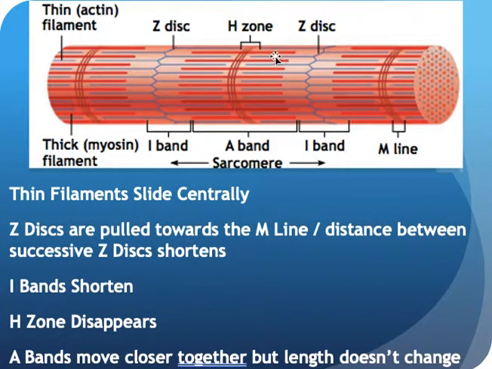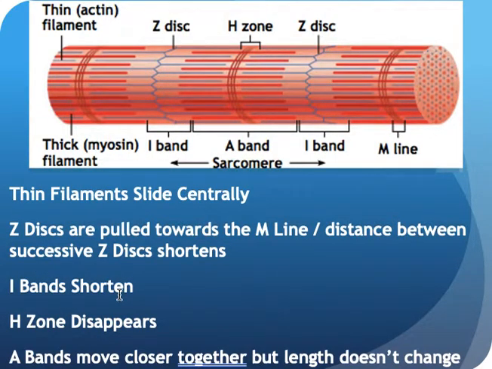So as these actin filaments get pulled centrally, it makes sense that these little Z lines here, Z discs, are also going to get pulled again towards this midline. And then the distance between this line and this line, as they get pulled centrally, is obviously going to be a little bit shorter. Okay, so the distance between successive Z discs is going to shorten.